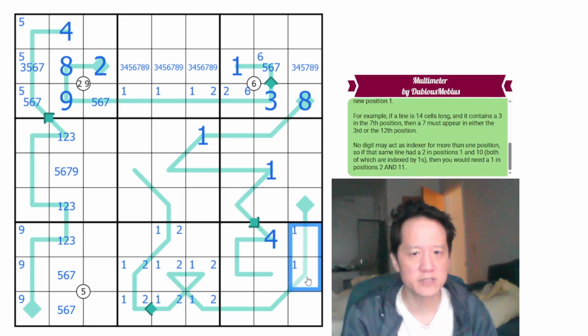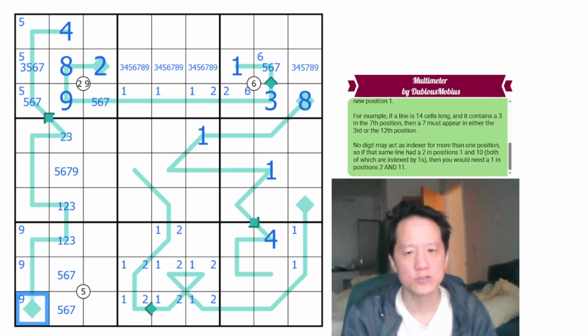1 has to be in the 2nd or 3rd position here. But we don't know which one's which. This can't be 1 anymore. So 9 cannot be in the 1st position, so it cannot be here.